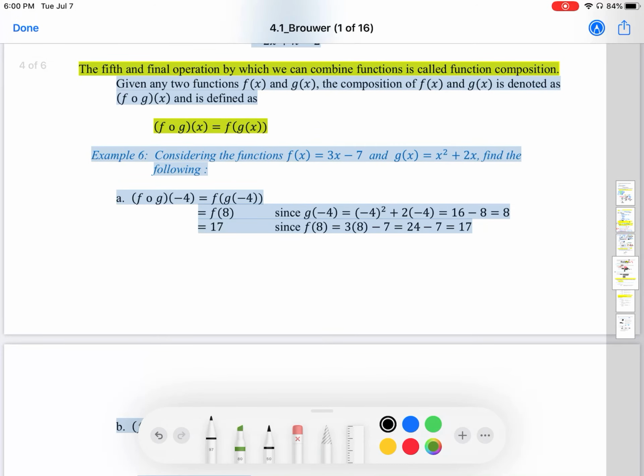The fifth and final operation by which we combine functions is called function composition. Given any two functions f of x and g of x, the composition of f and g is denoted as f circle g of x. No, it's not fog, but it looks like fog, so if it helps you remember, you can say that. And that just means we're going to take a function and plug it into the one before. Think of it as maybe like nesting dolls, like those Russian nesting dolls, where one doll goes into another doll, into another doll.